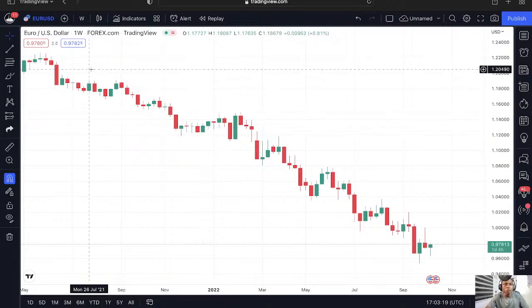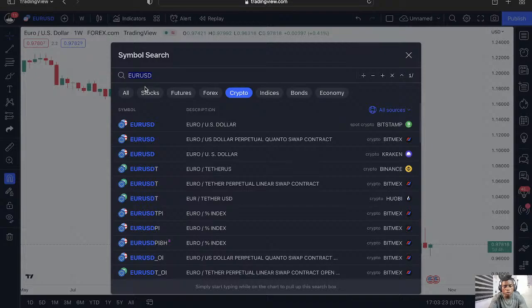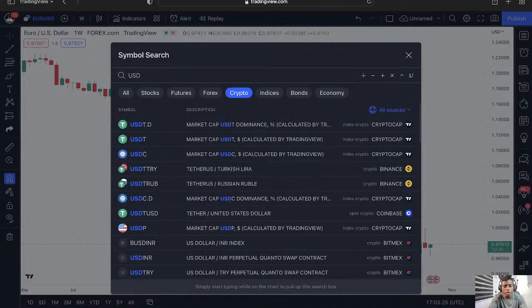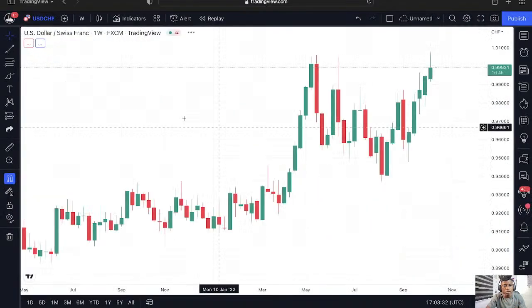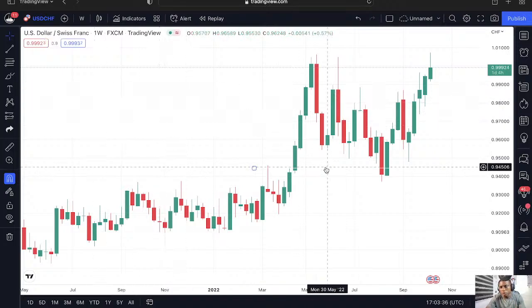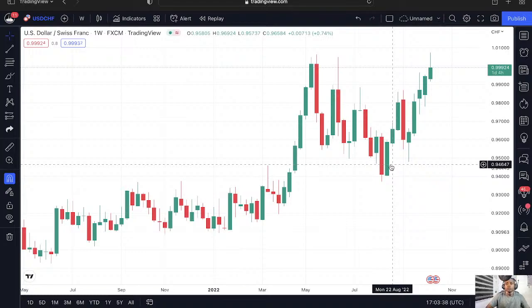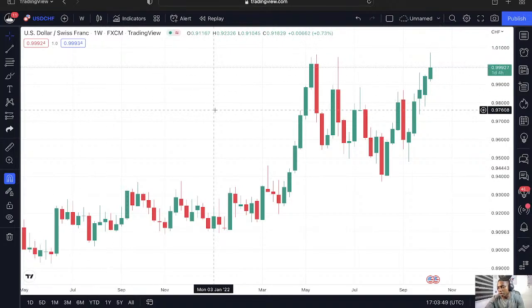All right, so today we'll be looking into USD CHF. So we're getting started with analyzing the USD CHF market. That's the US dollar and the Swiss franc.